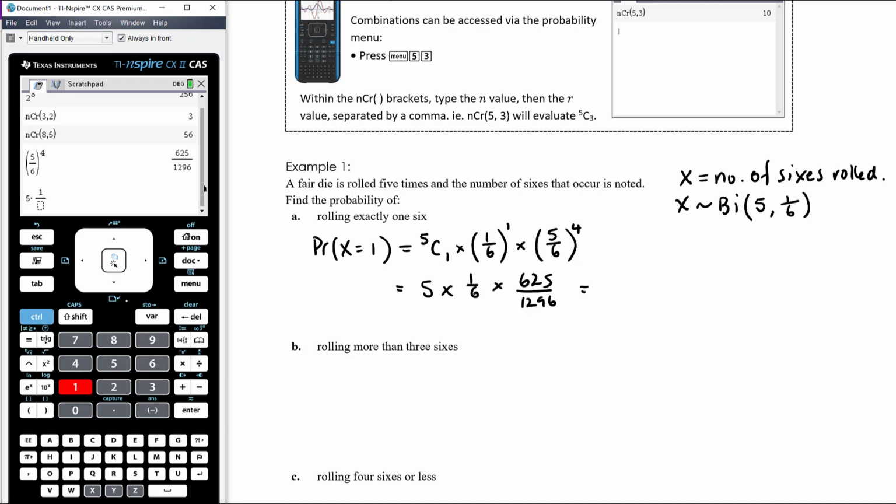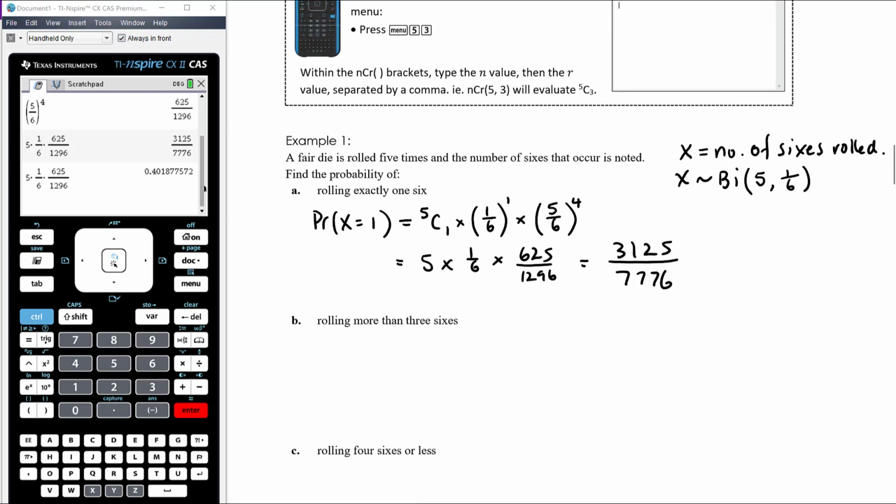So 5 times 1/6, so that's 5/6, and then times 625 on 1296. And we get 3125 on 7776. That is the probability of rolling exactly one 6. If you want to see what that is as a decimal, fine. It's about 0.4. Yes, that makes sense to me. But if you're not told to give a rounded answer, you would give it exactly.